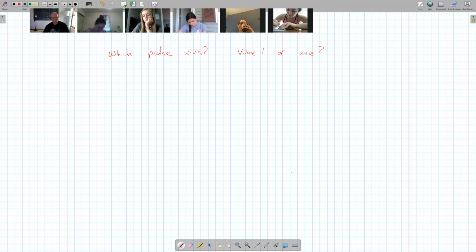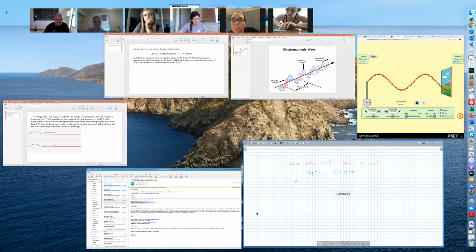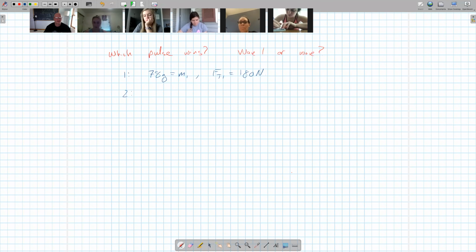So before we do any math, let's just kind of guess. Which one do you think is going to be faster? Is it going to be wave 1, which again has 78 grams for mass, let's call that mass 1, with a tension Ft1 equal to 180 newtons? Or is it going to be wave 2, which has, I don't remember how much mass did it have? 58. Right, so 58 grams equals M2 with a tension Ft2 equal to 160 newtons. So just by looking at those numbers, which one do you think is going to win? Again, we're not going to do any math yet.